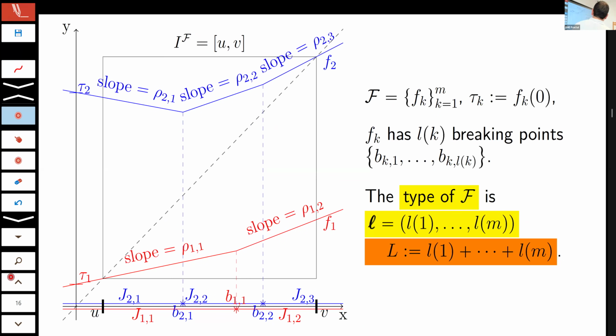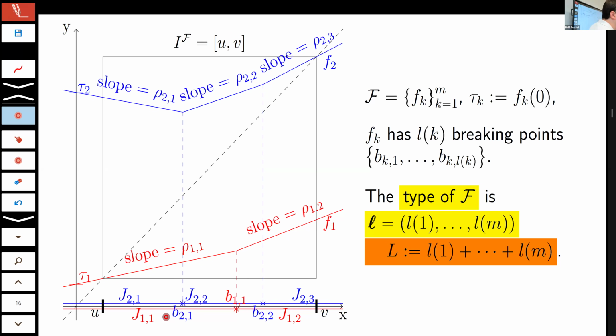First, to do that, I'll need some notation. So this is what a piecewise affine iterated function system looks like. All the functions have affine pieces. The only requirement is that they are continuous, so they do meet in these breaking points in the middle. I will always write tau for the translation parameters of these functions, so basically their value at 0. I write little b's for the points where the slope changes. These are the breaking points of the functions. And I write rho for the slopes of the function, the changing slopes.